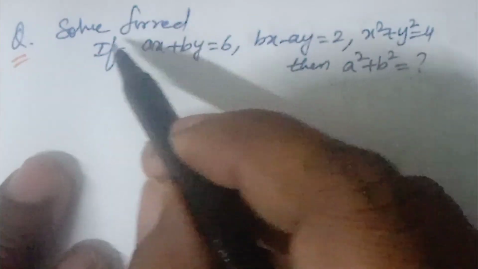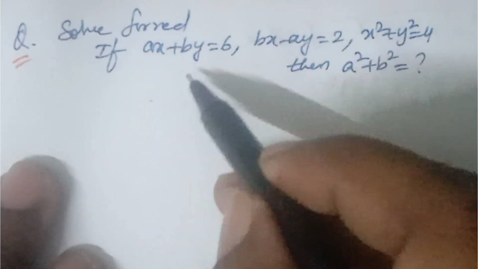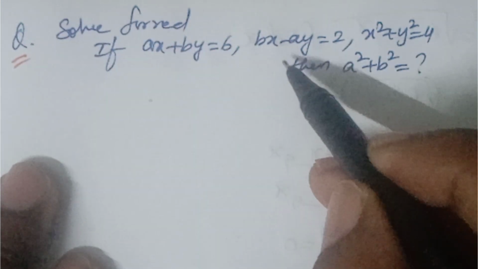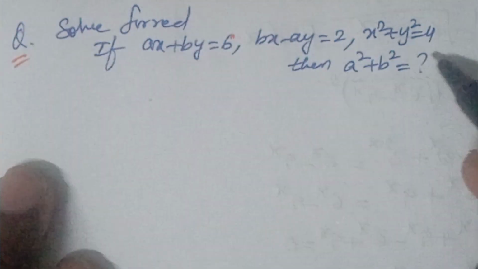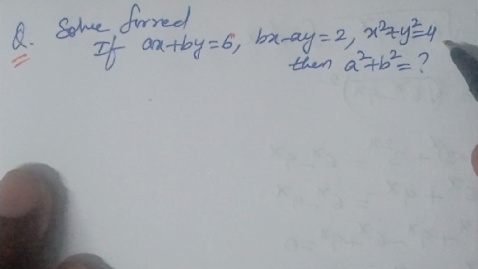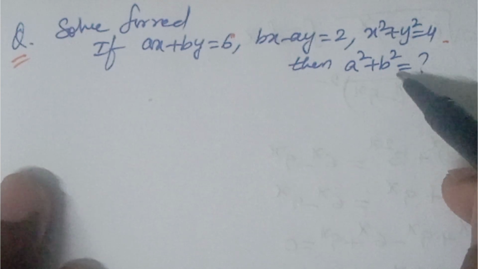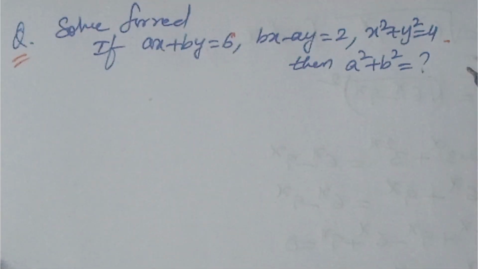The problem is given. Solve for real. If ax plus by equal to 6, bx minus ay equal to 2, x square plus y square equal to 4, then what is the value of a square plus b square?